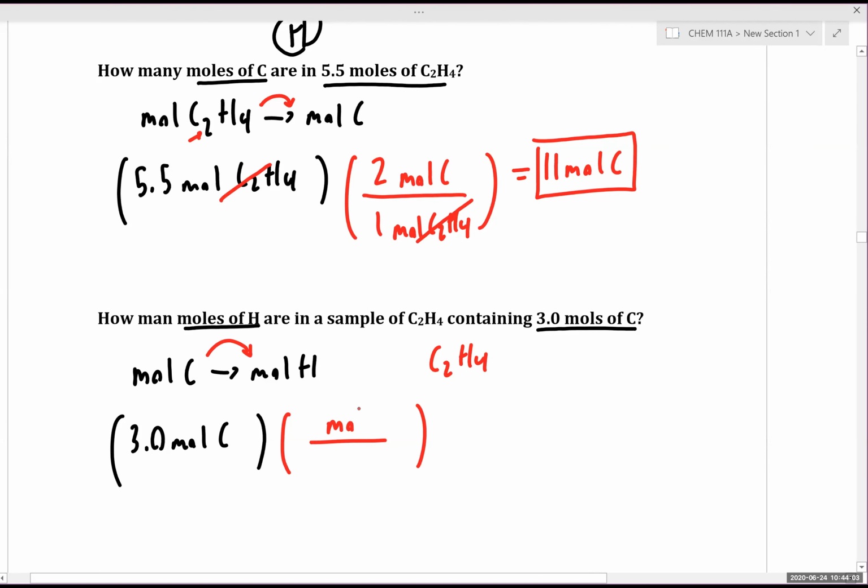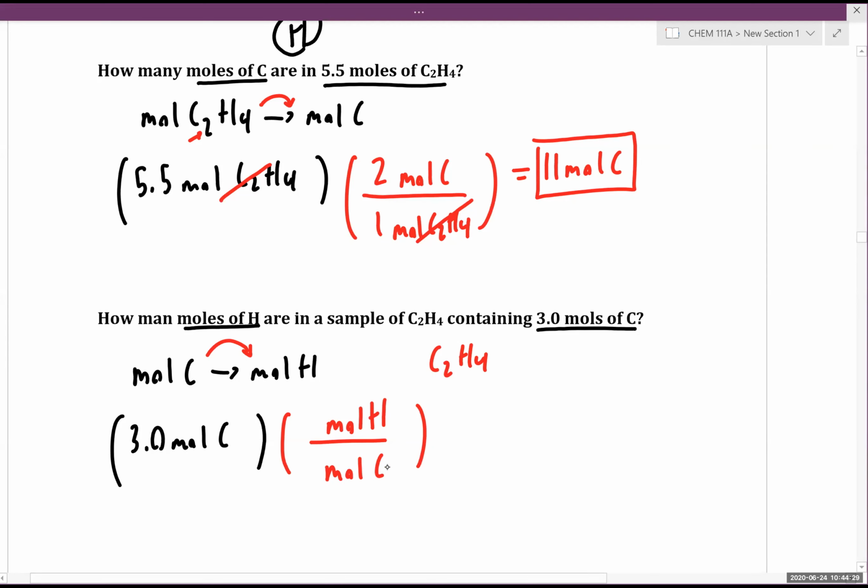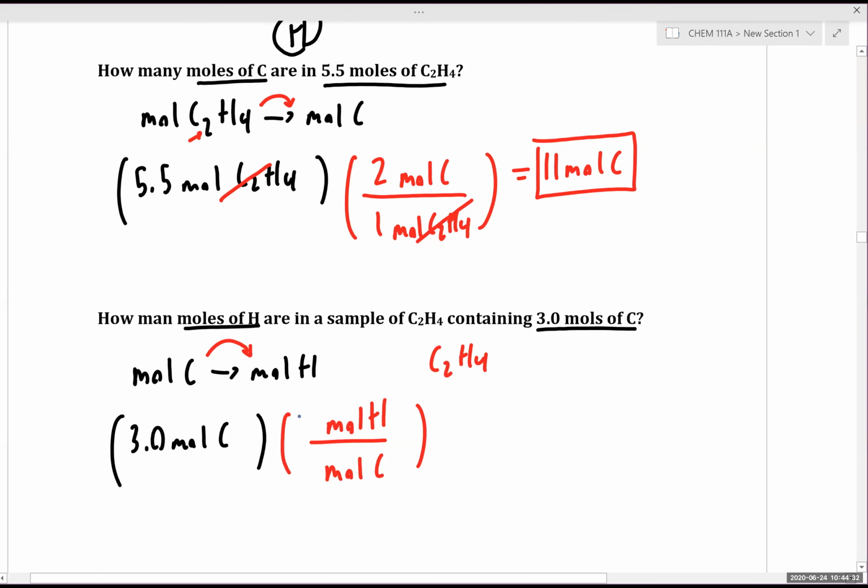Moles of hydrogen, exactly right. And what units do we need on the bottom? What units are we going from? What units are we trying to get rid of? Carbon, exactly right. So we're trying to cancel the moles of carbon. So looking at our formula, we see that we have 4 moles of hydrogen per every 2 moles of carbon. Moles of carbon cancels, and that gives us 6.0 moles of hydrogen.